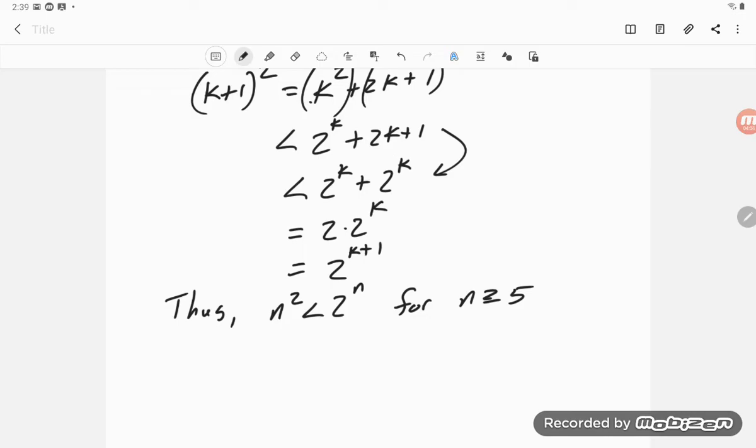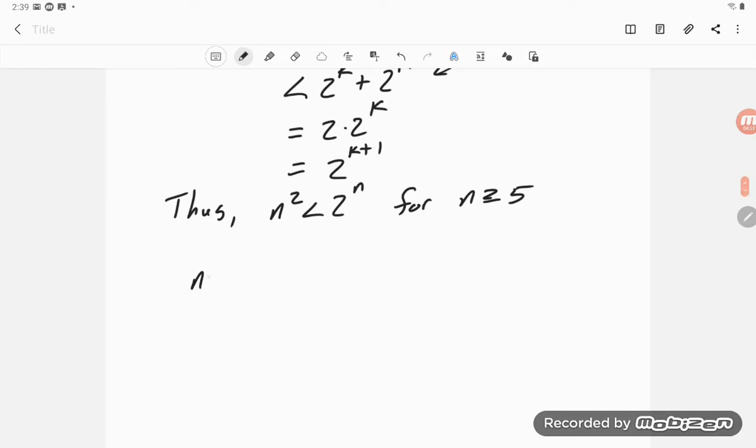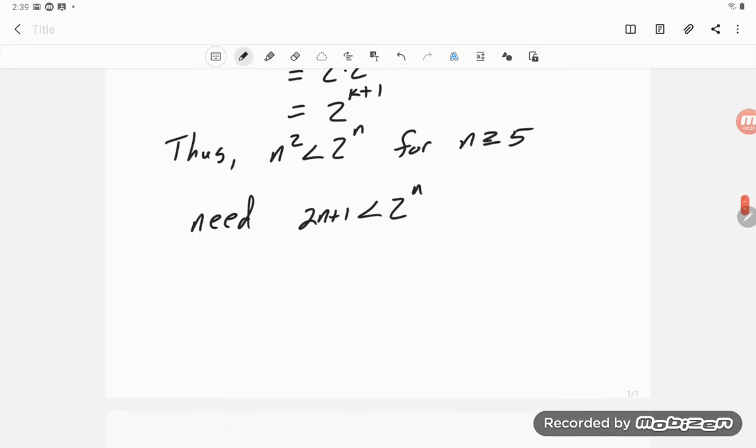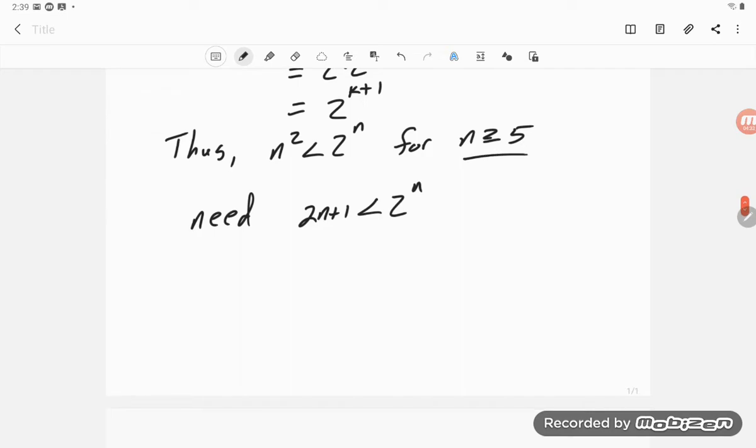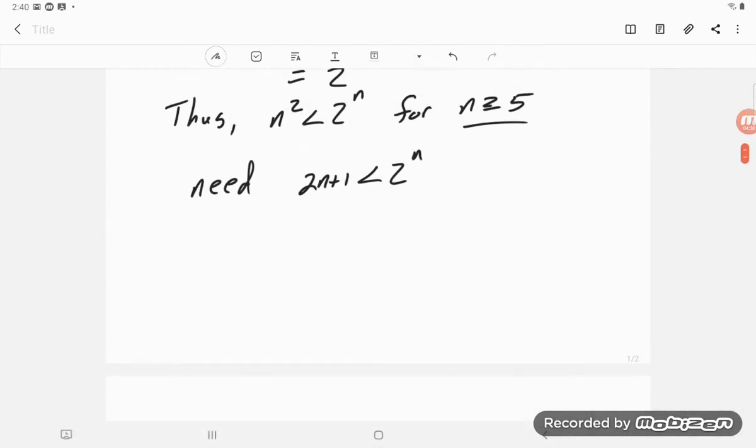Now, let's look back at this 2k plus 1. I'm going to switch to n's here. So we need 2n plus 1 to be less than 2 to the n. Well, that looks a lot like our original problem, and so probably we need induction. And we need this for n greater than or equal to 5 because that's what we were working with. But actually, this is probably true for what?